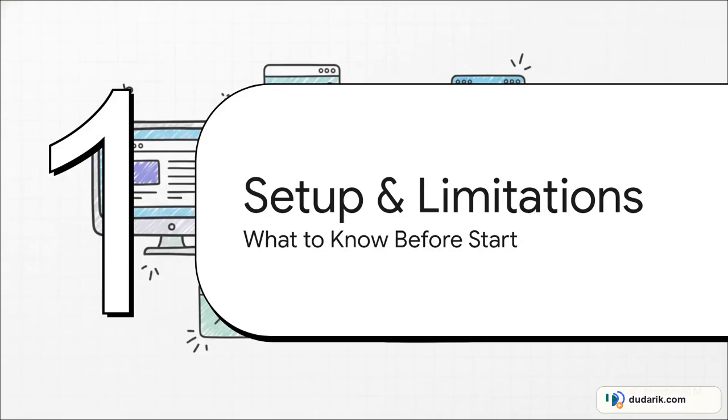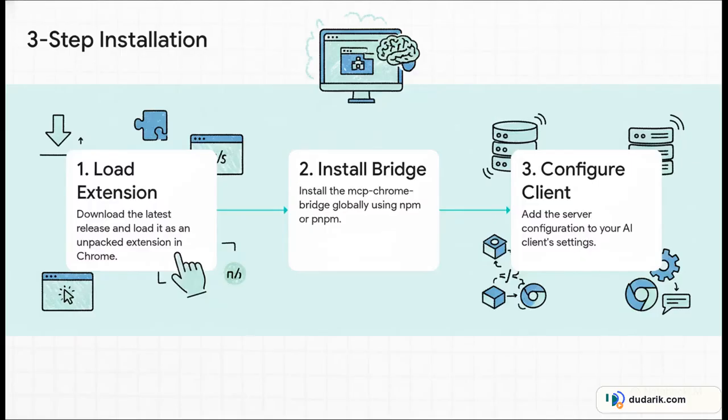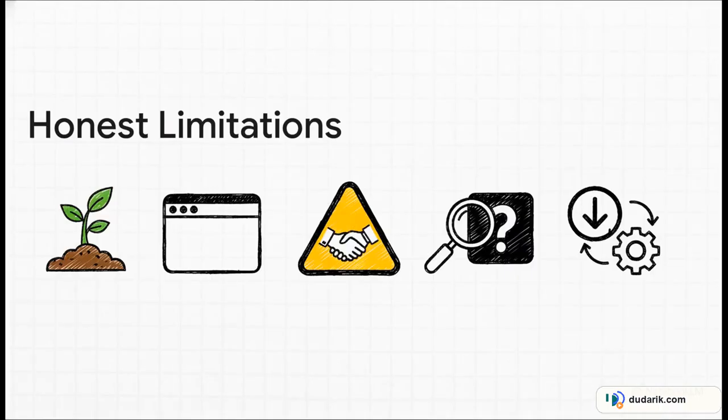All right, this all sounds pretty incredible, right? But let's ground ourselves in reality for a minute. We need to talk about how you actually set it up and, maybe more importantly, discuss some honest limitations you really need to be aware of. For anyone who's comfortable with developer tools, the setup is a pretty simple three-step process. You download and load the extension in developer mode, you install the bridge using NPM, and then you just configure your AI client to use it. That's really it. But, and this is a big but, it's crucial to go into this with your eyes open.